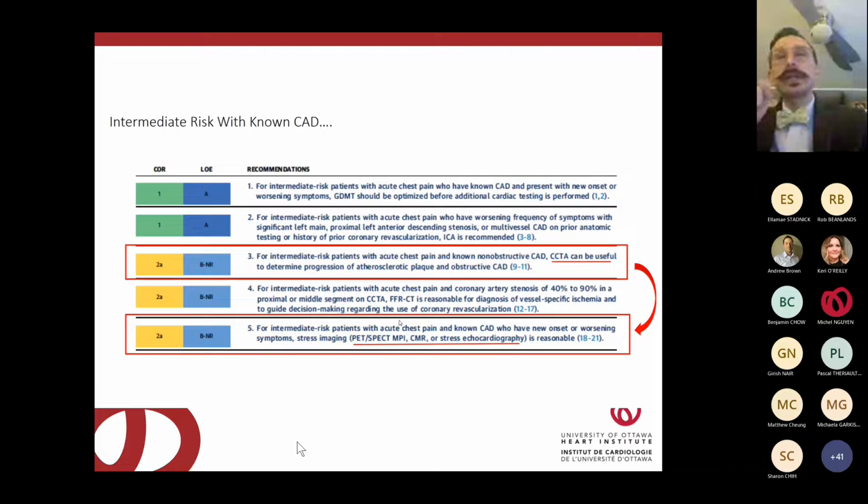Firstly, for intermediate patients with acute chest pain and known non-obstructive CAD, cardiac CT angiography can be useful to determine progression of underlying atherosclerotic plaque and garners a 2A recommendation. They also give functional imaging a 2A recommendation for these patients.